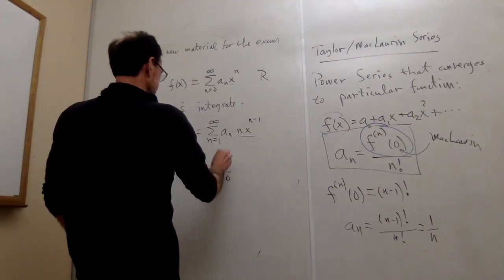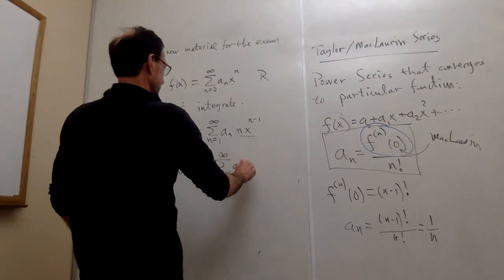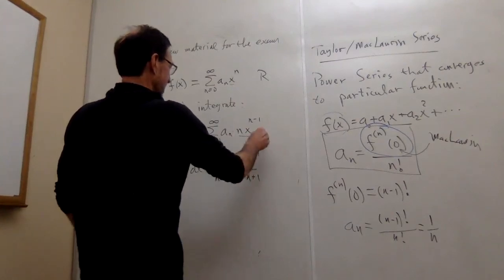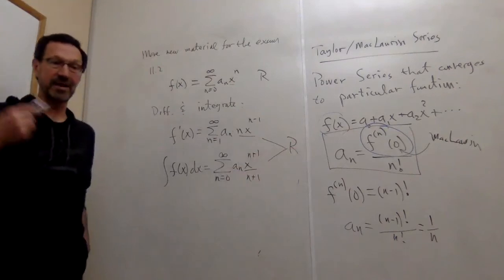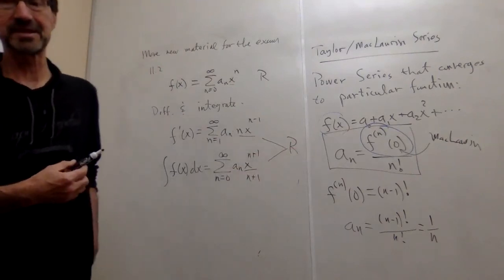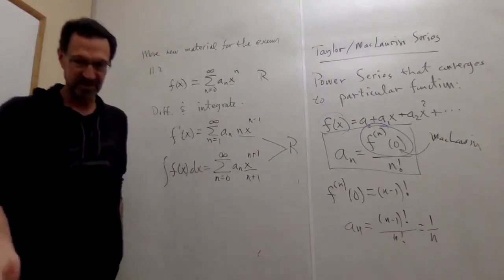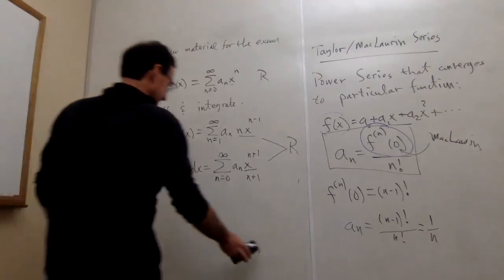N equals 0 to infinity. We have our constant, our coefficient, and then we're going to raise the power by 1, divide by the new power. And on both of these, the interval of convergence, the radius of convergence stays the same. The interval could change. We've looked at some examples like that. But those are some good things to know.